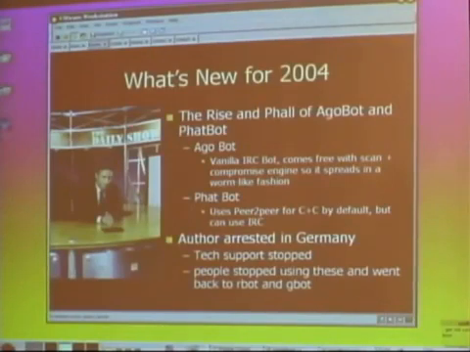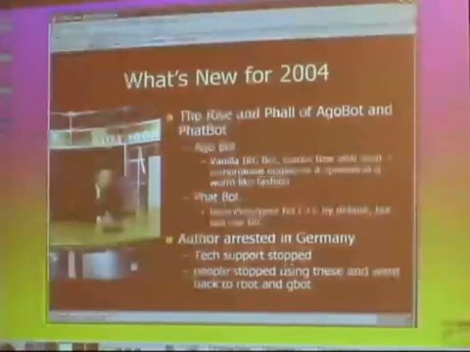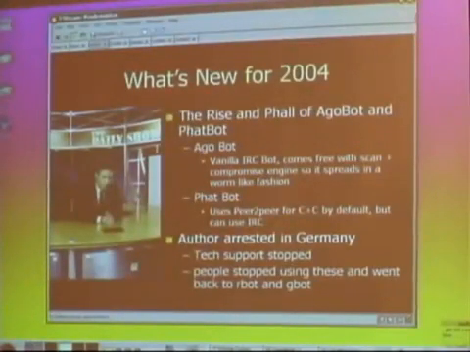But what's new in the last year is Agobot and Fatbot were two bots written by this German guy. I don't know if anybody here knows what his name was, because I forget it. And he wrote these super efficient evil network killing machines, and then he got arrested. And when he got arrested, he stopped doing tech support, and when he stopped doing tech support, people were really lazy, and they're like, I don't know if I want to use this. So they went back to the oldies, which have documentation and usage statements, like GDPOT and SDBot.